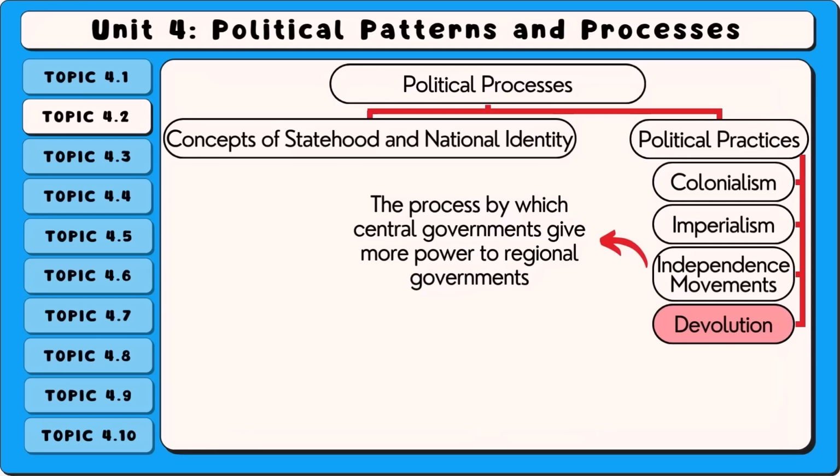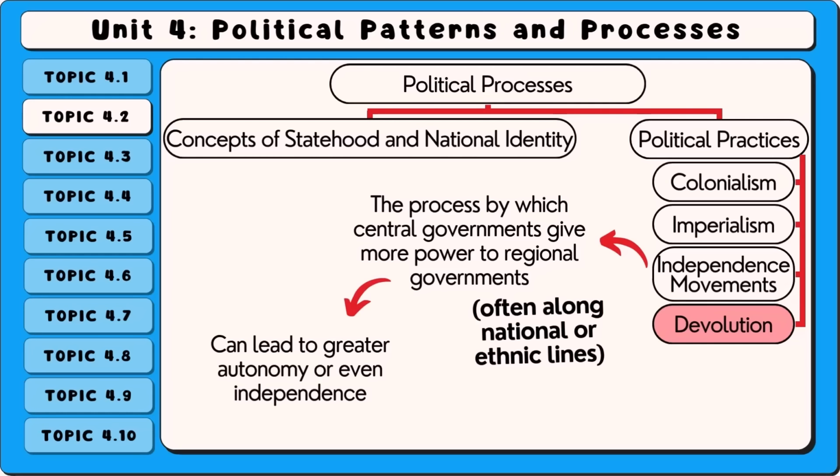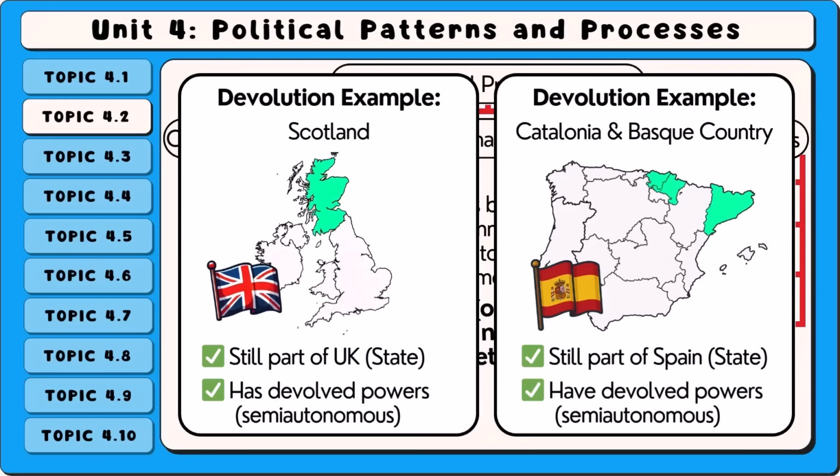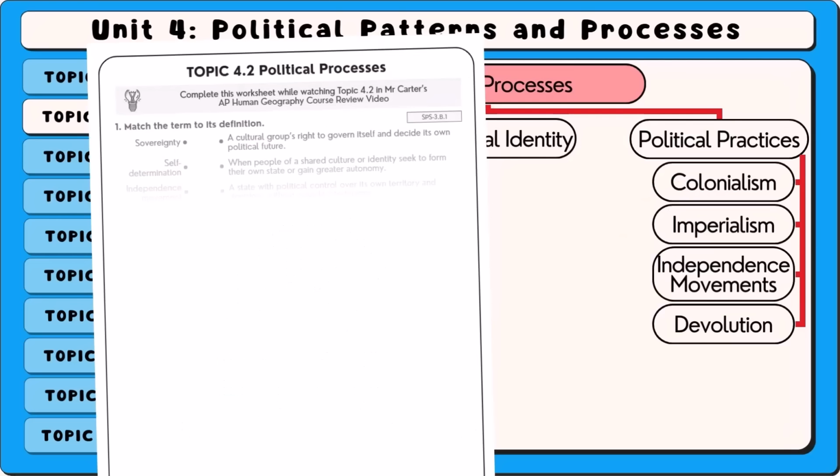identity. Devolution is the process by which central governments give more power to regional governments, often along national or ethnic lines. This can lead to greater autonomy or even independence. For example, Scotland has its own parliament and some control over laws, even though it remains part of the United Kingdom. In Spain, regions like Catalonia and the Basque Country have pushed for greater autonomy or full independence due to strong regional identities. That brings us to the end of topic 4.2.